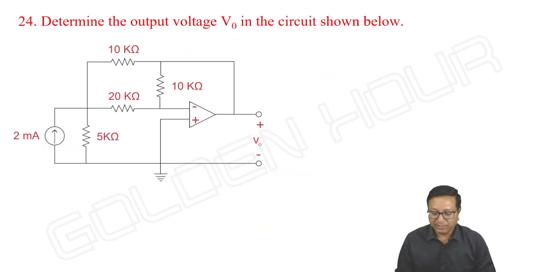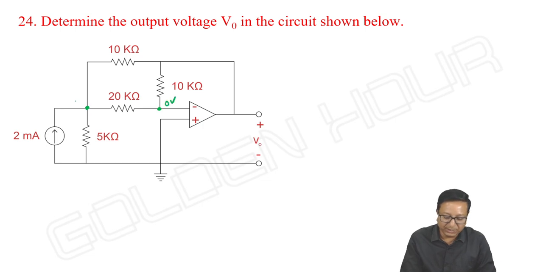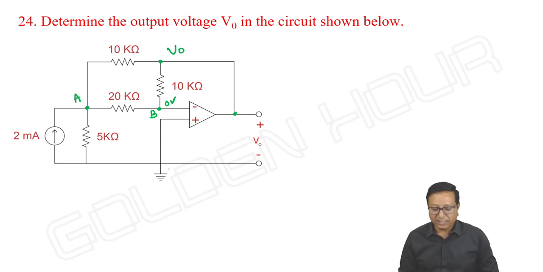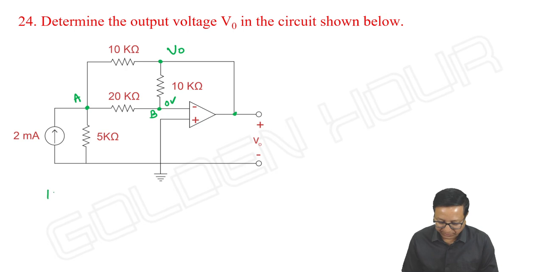Okay. Determine the output voltage V0 of the circuit shown below. How do we find the output here? Right. So here I can see one node, and due to virtual short it is 0 volts. Let me take this as node A and this as node B. Here this is V output, means this is also V output. Okay. Then let us take node A, KCL at node A.